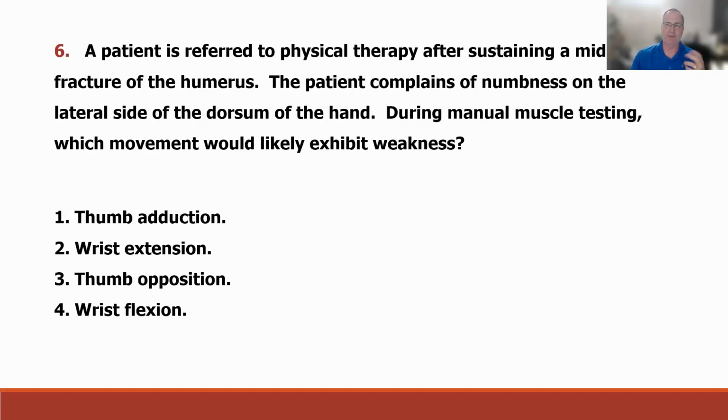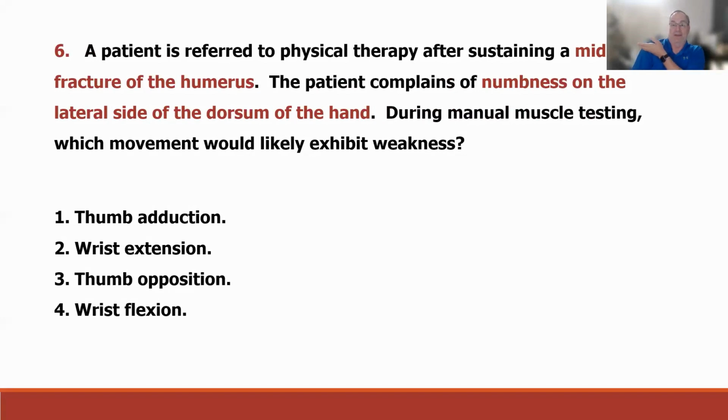So this patient is referred to PT after sustaining a mid-shaft fracture of the humerus, and as far as anatomy, what we want to remember with the mid-shaft of the humerus is where we find that spiral groove or radial groove. So the radial nerve is going to wrap right around the mid-shaft of the humerus as it runs from posterior and wraps around to anterior.